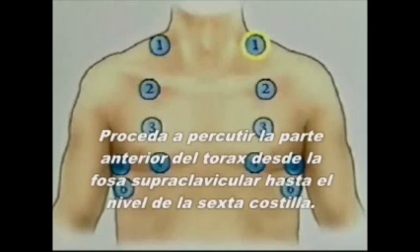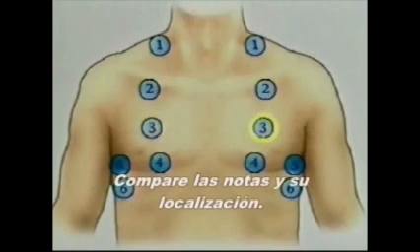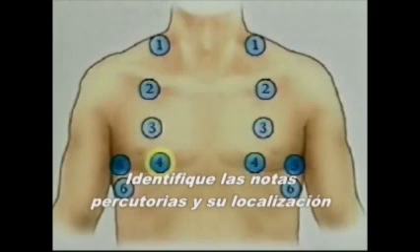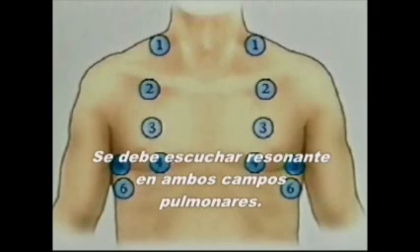Percuss the anterior thorax in symmetrical areas, proceeding from the supraclavicular area down to the 6th rib or below. Again, compare both sides. Identify your percussion notes and their locations. You should hear resonance over the anterior lung fields. If you want to check the level of the right diaphragm anteriorly, percuss from resonant lung downward to liver dullness.